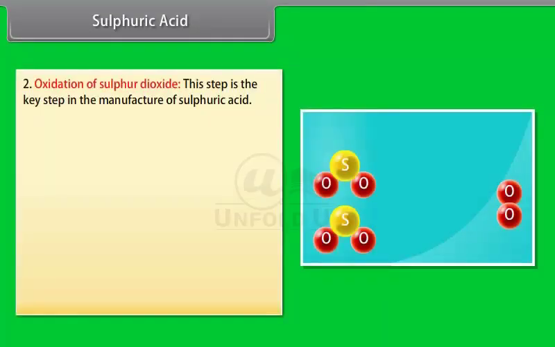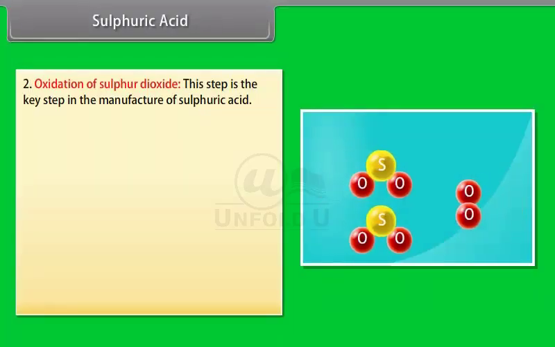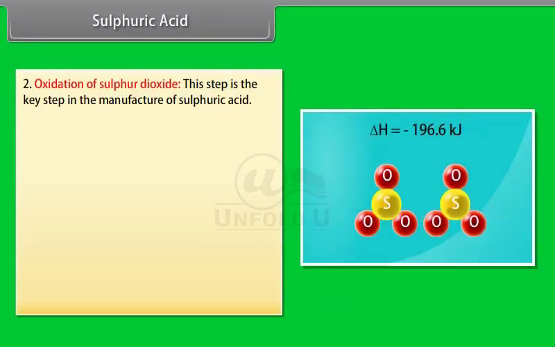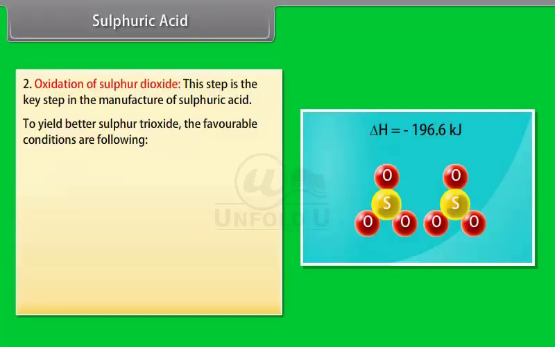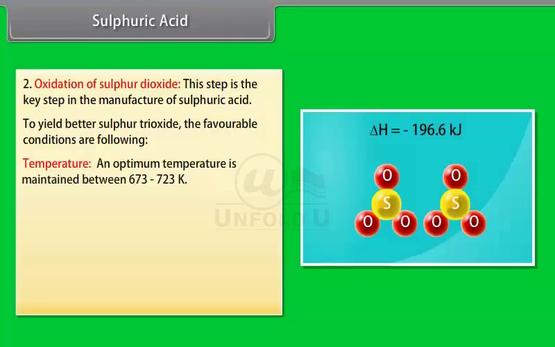Oxidation of sulfur dioxide. This step is the key step in the manufacture of sulfuric acid. To yield better sulfur trioxide, the favorable conditions are the following. Temperature. As the reaction is exothermic, a low temperature favors the forward reaction. An optimum temperature is maintained between 673 to 723 Kelvin. Pressure. A high pressure favors the process. An optimum pressure of 1.5 to 2 atm is maintained.